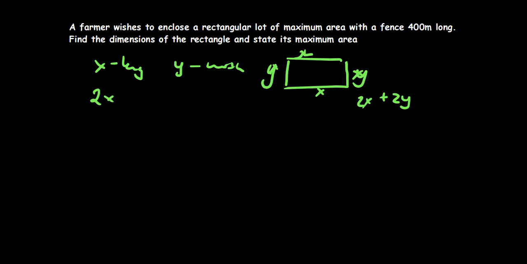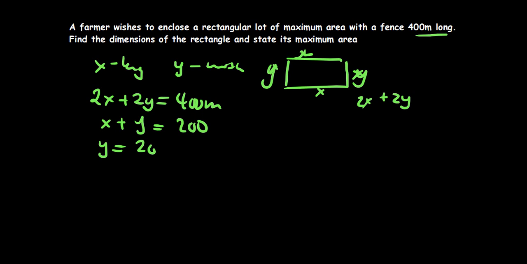So we have 2x plus 2y being equal to, so they're telling us the total distance there is given, that the fence is 400 meters long, so that would be equal to 400 meters. From here, if I divide by 2 throughout, I'll just have x plus y being equal to 200. Then I can make y the subject of the formula and say y is going to be equal to 200 minus x, like that.